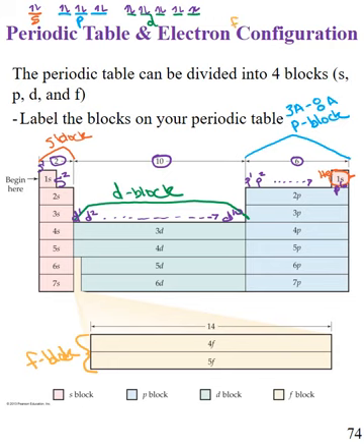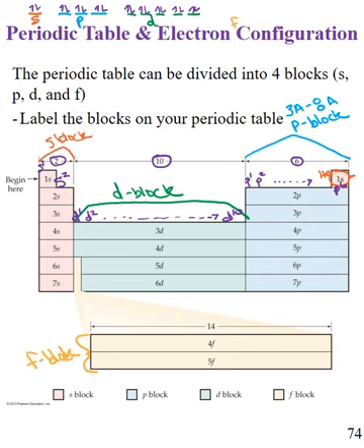Then we have P3, P4, P5, and then, excluding helium, we have P6. So that's starting with neon here.